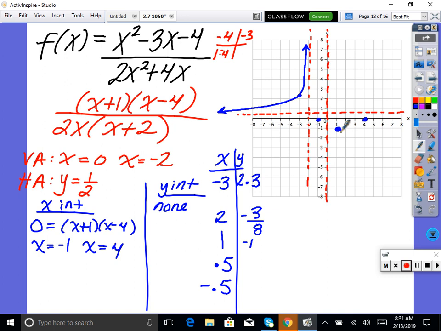Perfect. Can you agree that at least on this side of the asymptote we can finish graphing? Because it's coming up, it's only crossing there and then hugging the asymptote. It's going to come down by this asymptote. So now we're paused here because we need some more points. So we're plugging in 0.5 and negative 0.5.